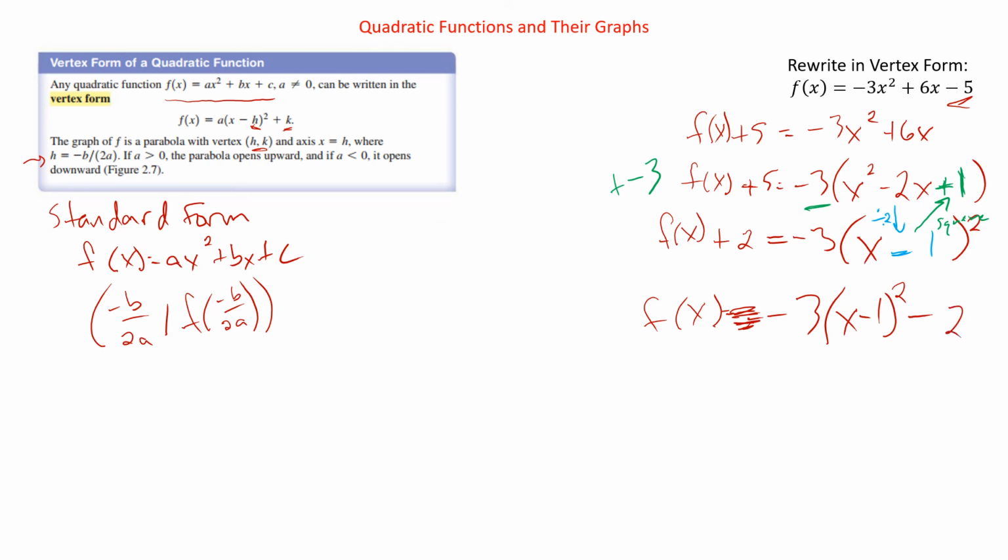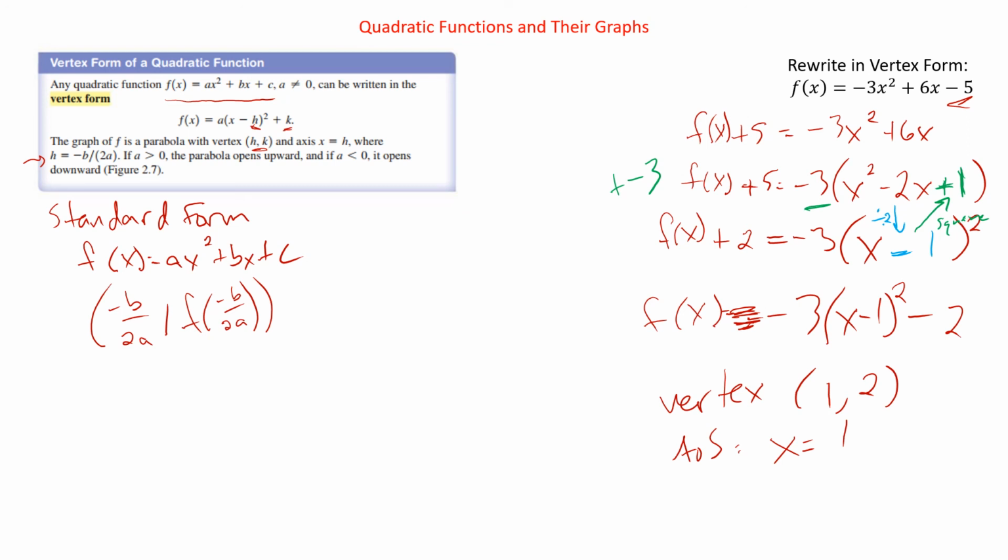The vertex is going to be at 1, 2. The axis of symmetry will be x equals 1. That's just the x part of the vertex, x equals 1. But that's how we can write in vertex form an equation that came to us in standard form.